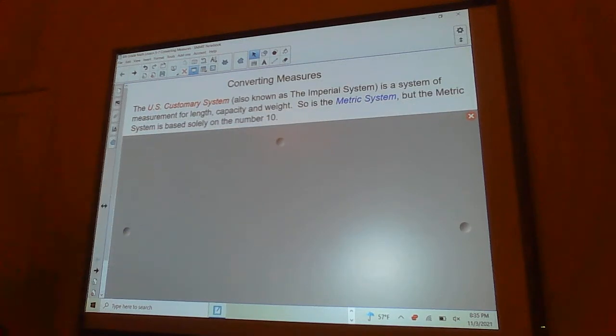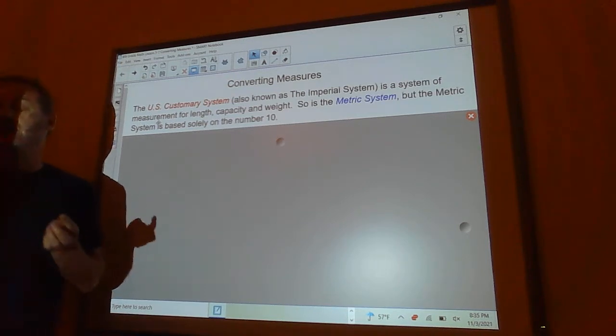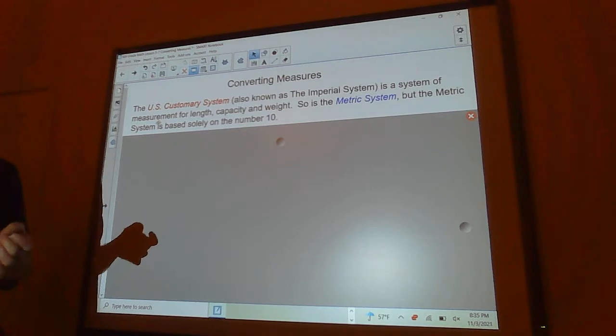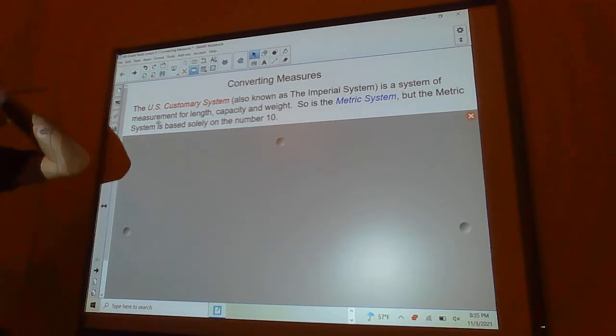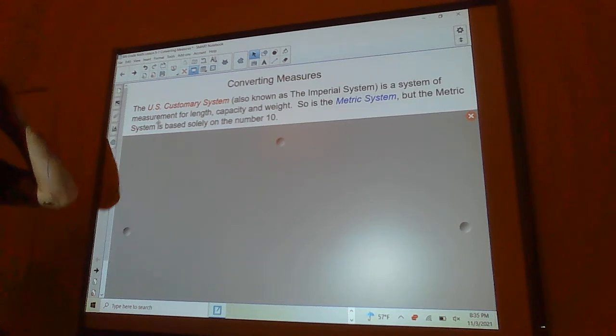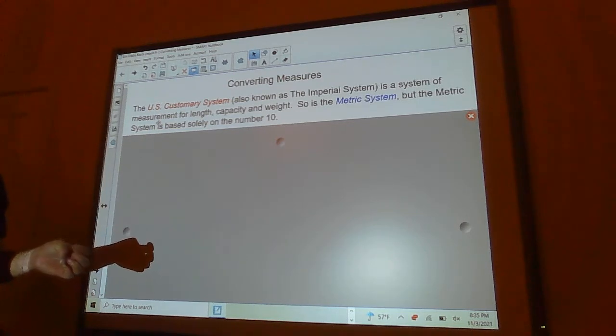Okay, so we've got things like the U.S. customary system. It's also known as the imperial system. It's a system for measurement of length, capacity, and weight. So length would be inches, feet, yards, miles. Capacity would be cups, quarts, gallons, that sort of thing. Weight would be pounds or ounces.